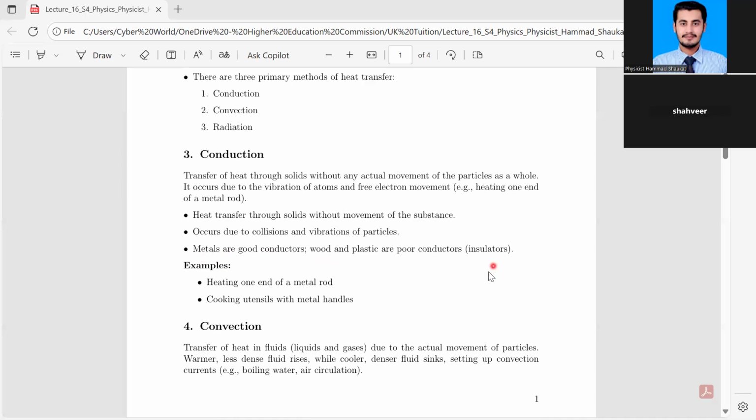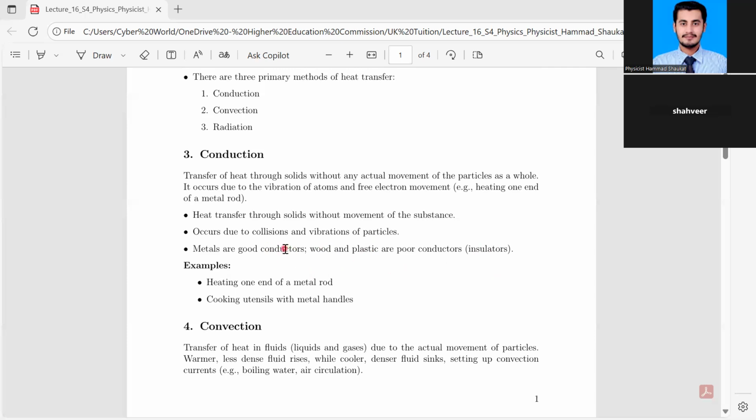And here you can see metals are good conductors, while wood and plastic are poor conductors, which are insulators. Metals are good conductors, whereas wood and plastic are not good conductors. These are known as poor conductors because wood and plastic are called insulators. Do you know the difference between conductors and insulators? No, really. Okay, so what are conductors?